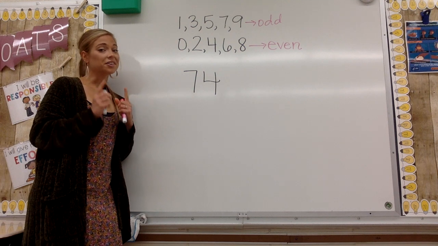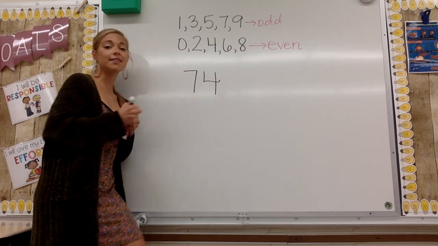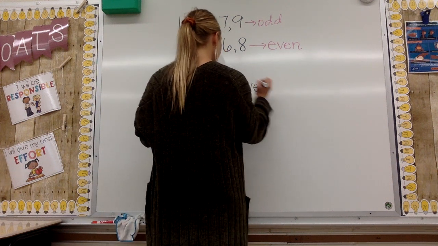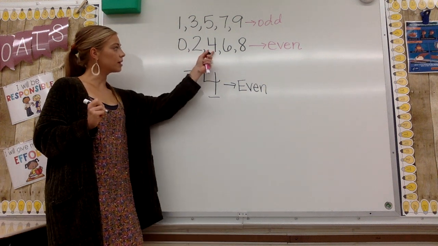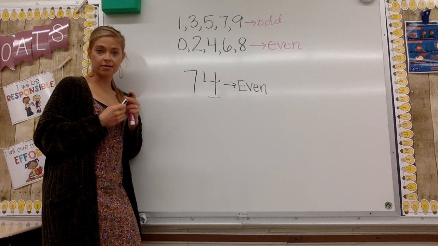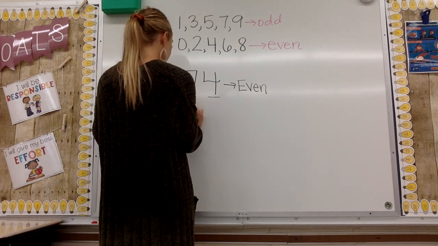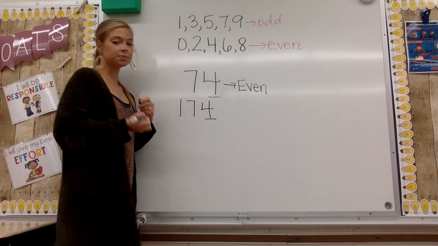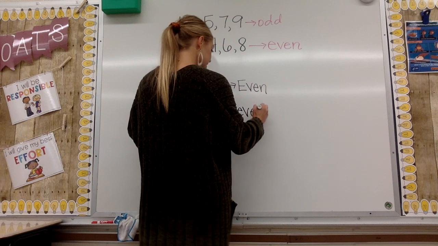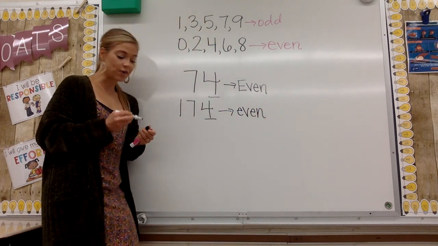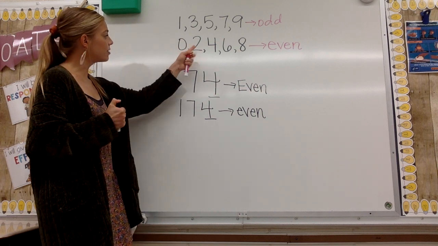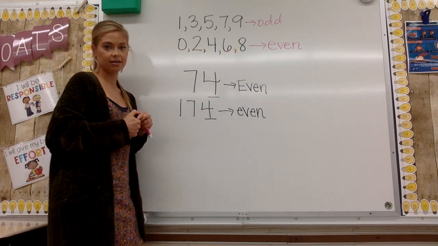Okay, now the correct answer should be 74 is an even number because it has a 4 in the ones place. And we said a 4 can evenly be grouped up in groups of 2. So any number that ends in a 4 is even. Even if we had 174, there's still a 4 in the ones place, so 174 is still even. Even if you had 1,174, as long as it ends in a 4, it's even. Same thing as if it ends in a 0, 2, 4, 6, or 8.